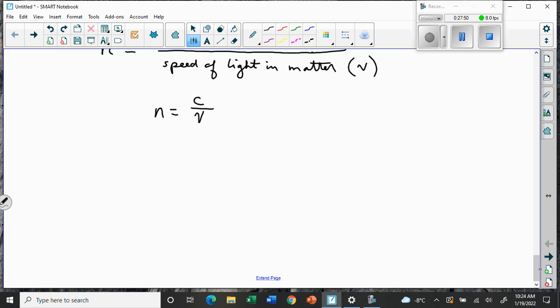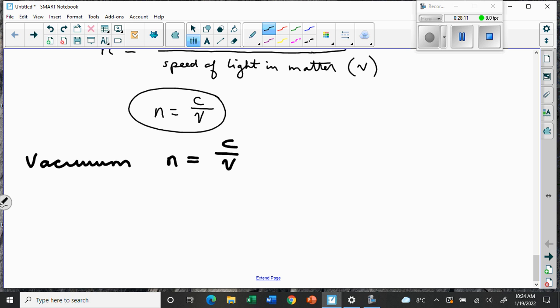If we try to figure out n's using this relationship, if we compare, let's take a vacuum. Well, in a vacuum, obviously, it's going to be a value of 1, right? So in a vacuum, you're going to have n equals c over v. But the speed of light in a vacuum compared to the speed of light in a vacuum, right, is the same thing. So we say that equals 1. The index of refraction for a vacuum is 1.